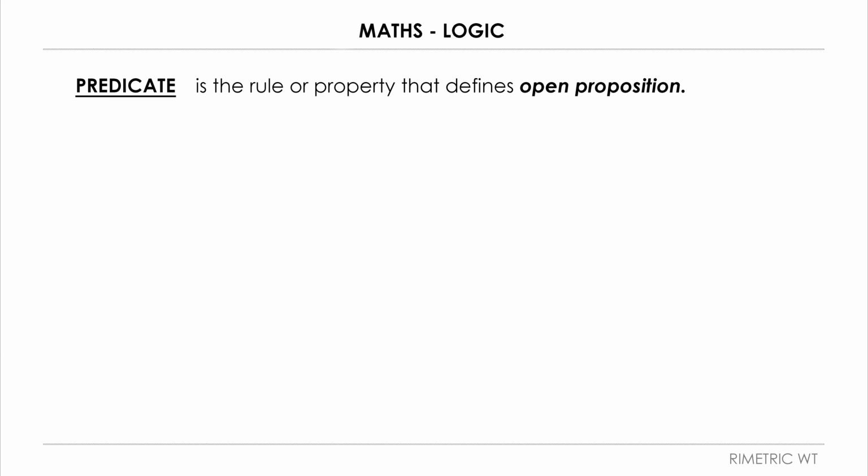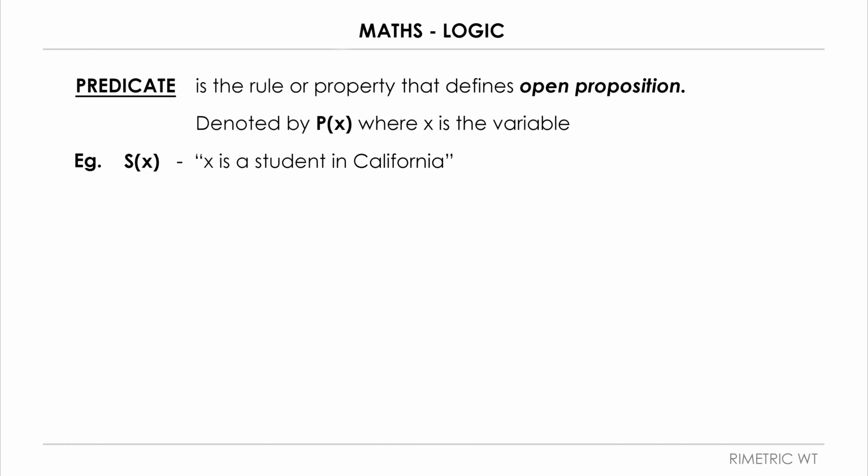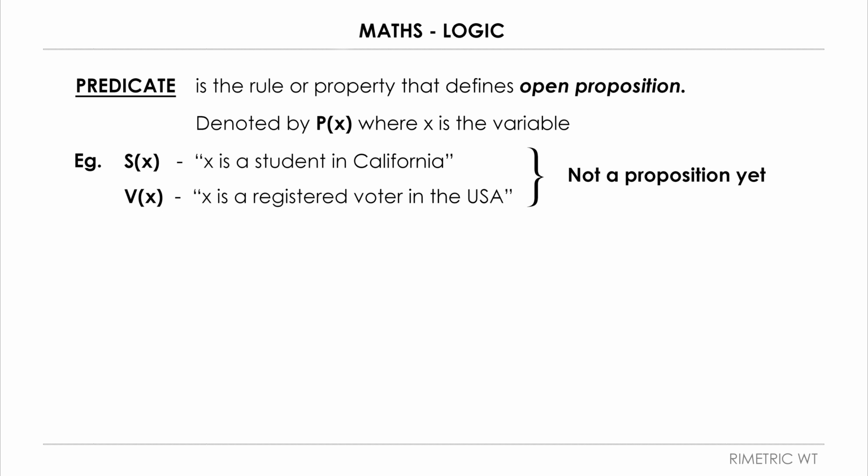Instead of writing the whole sentence every time, we use a capital letter followed by the variable in parentheses, like P of X. This is similar to when we represent a proposition with a lowercase letter. For instance, we could define S of X as X is a student in California, or V of X as X is a registered voter in the USA. The notation P of X is the predicate, but it isn't a full proposition yet because it doesn't have a truth value until we either plug in a specific name, which is the substitution we've seen earlier, or use another method for turning an open proposition into a proposition, which is to add a quantifier. So let's see what a quantifier is.